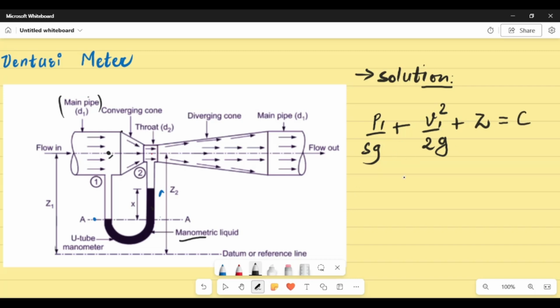We have velocity 1 in this region. So this is for region 1, and now we go on to region 2. So what is region 2? We get P2 by rho g plus v2 square by 2g plus z equals to constant. So we have these two corresponding regions over here.